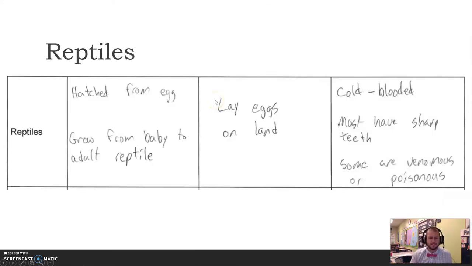So reptiles hatched from an egg grow from a baby into an adult reptile. They lay eggs on land. They are cold-blooded. Most of them have sharp teeth for eating and for defending themselves. Some are venomous, some are poisonous.